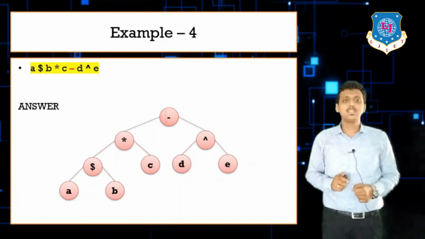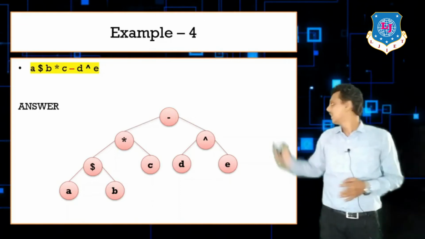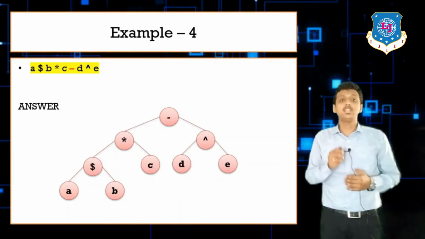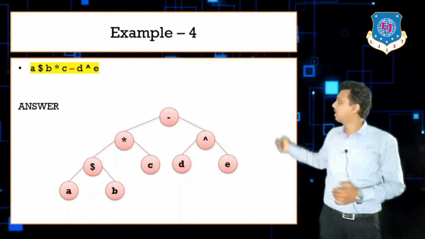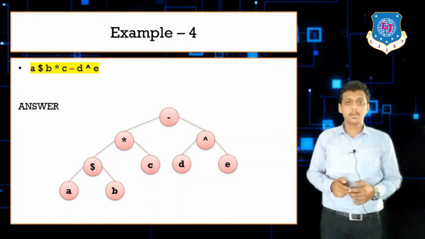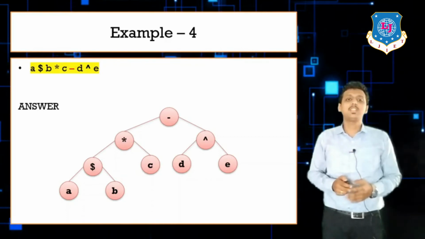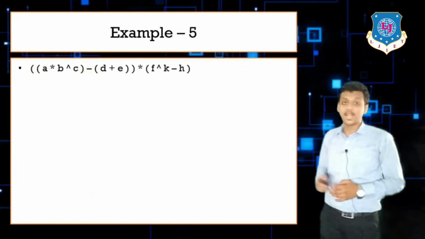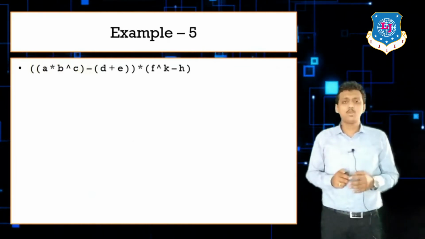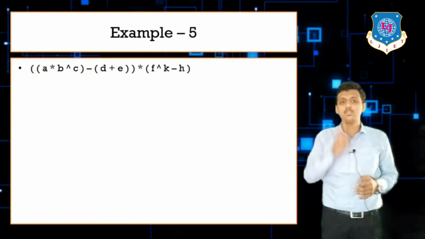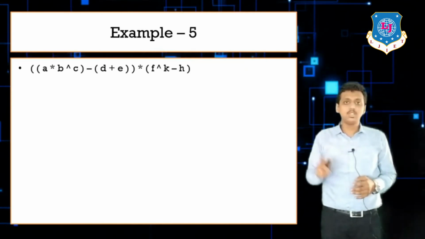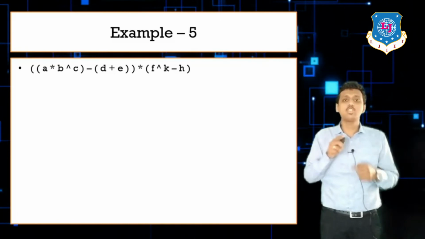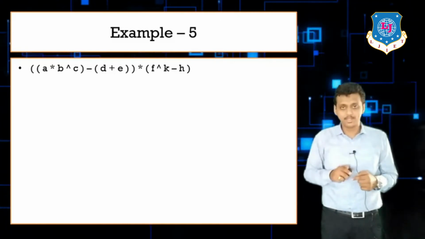Okay, so this is my final answer after solving the whole equation, or after converting the infix expression into the expression tree. Fine. So let's begin with the last example of today's lecture, that is brackets. Why am I taking a bracket example over here? Because you need to understand the priority of the expression very well. We all know that the inner bracket solves first, and in the inner bracket we also need to check the precedence of the operators. Fine.